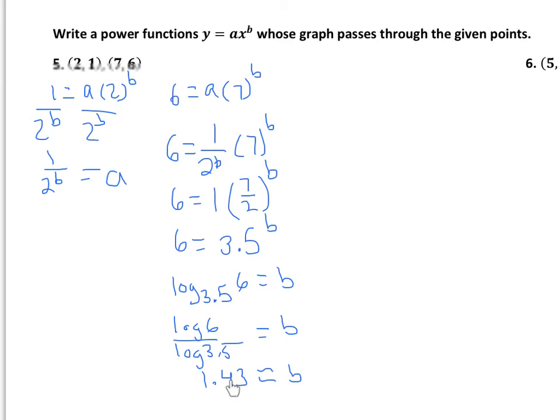We still have what a equals right here. Okay? So, a equals 1 divided by 2 to the 1.43. Use your calculator. You get a is approximately 0.37. So our equation, y equals 0.37 x to the 1.43. Okay?